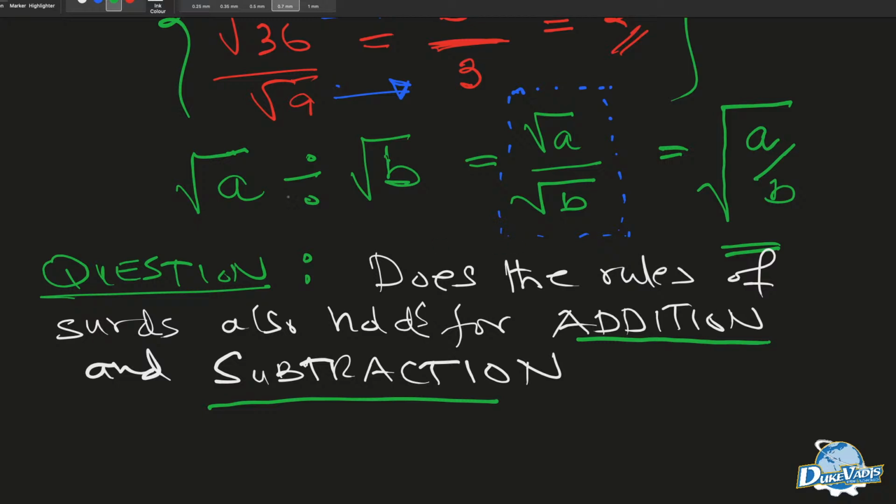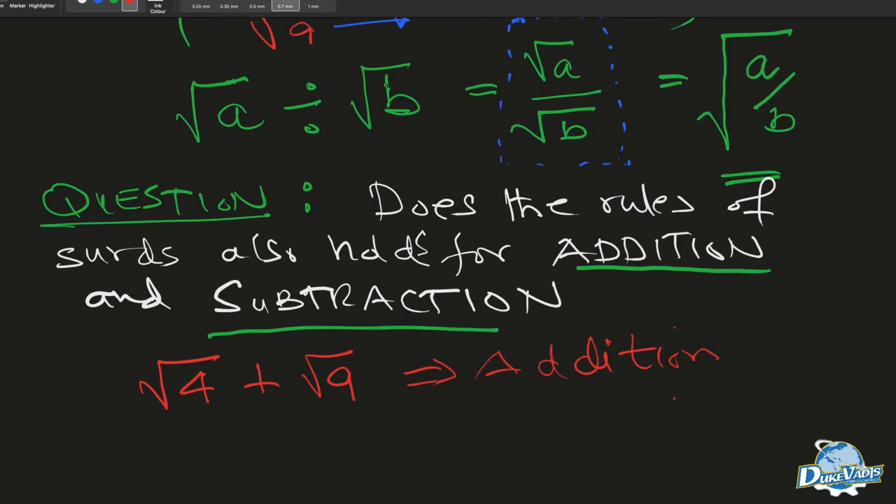Okay, so if we have the square root of 4 plus the square root of 9, you see, that is addition. Please look at this with carefulness, because you're not supposed to make such a mistake that people are fond of doing. So you see that square root of 4 plus square root of 9, that's addition.